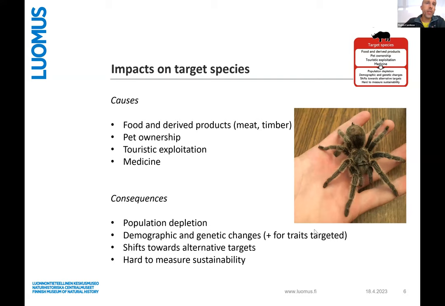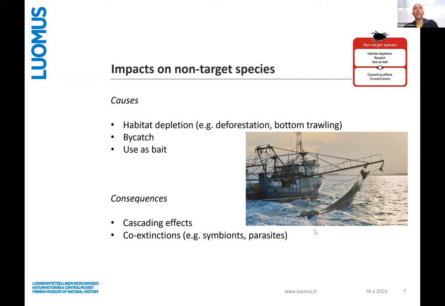And the big problem is that we usually don't have any measures for sustainability. So what are the consequences to these species if we extract the individuals from the wildlife? Usually we don't have the means to measure what's happening to the populations in the wild. Of course, it's not only the target species which are affected. Just think, for example, about fisheries. When you fish for three or four or five different species, there are lots of other species which are caught in the nets. So there are large portions of bycatch.